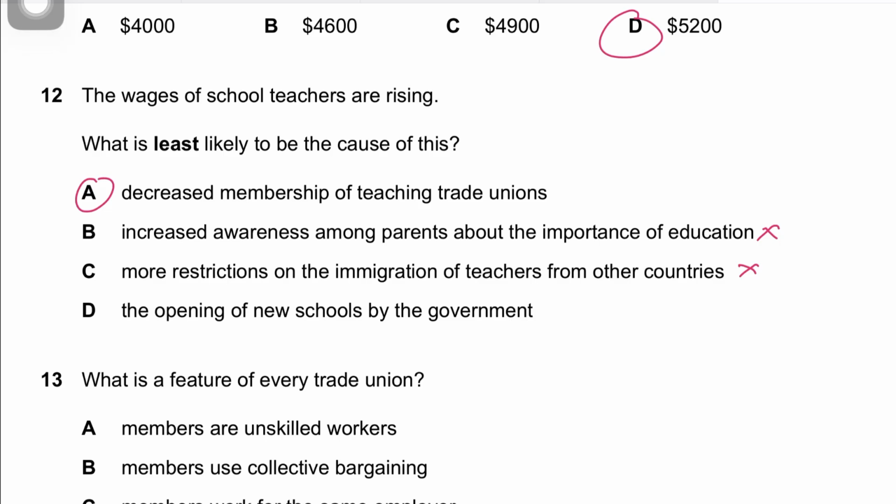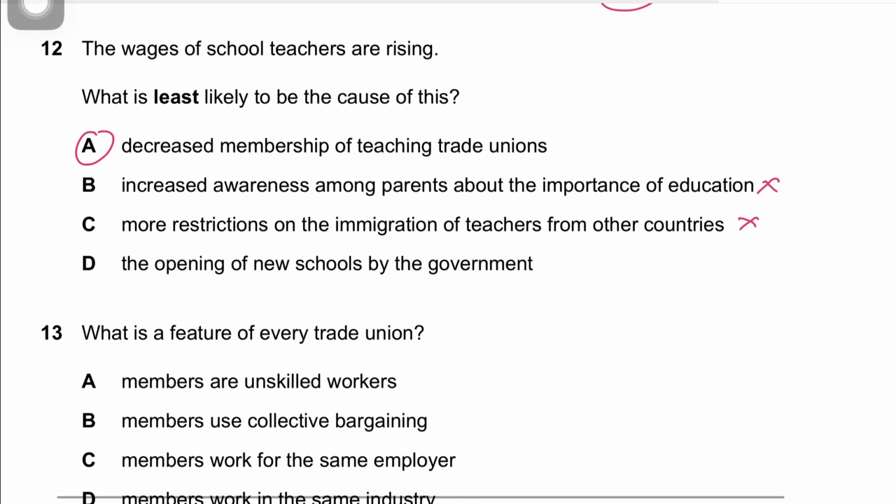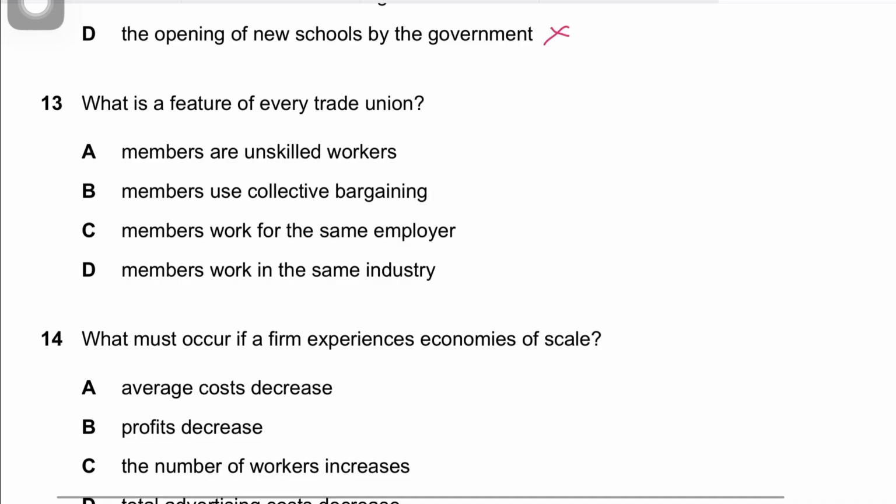Option D, the opening of new schools. New schools require additional teachers, demand for teachers will increase, higher demand pushes wages upwards. So again, this is incorrect as well. What is the feature of every trade union?